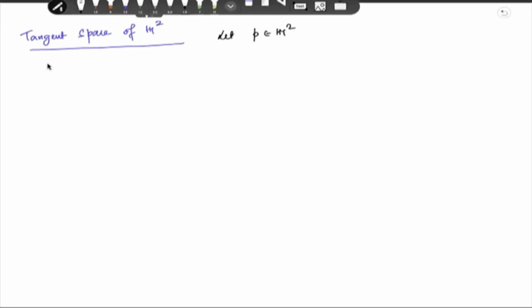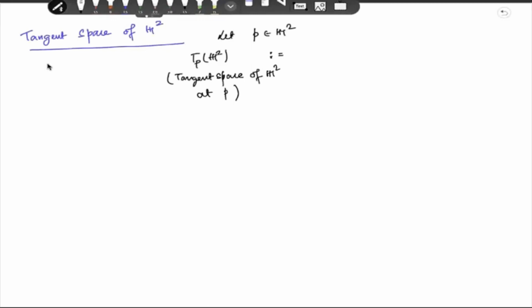So let us pick a point P from this upper half plane. And what is my tangent space of this upper half plane at the point P? It is the following. T_P H2, this notation stands for the tangent space of this upper half plane at P.